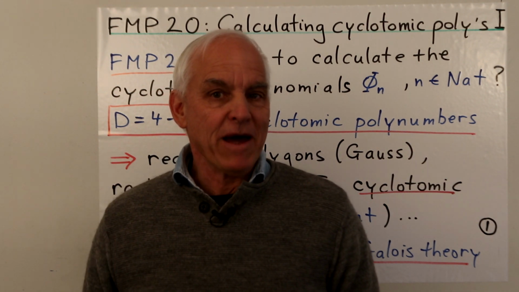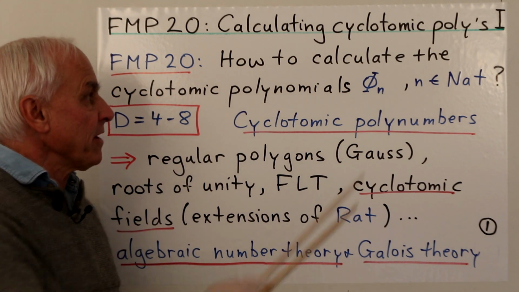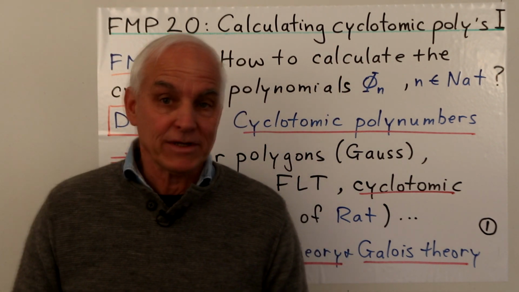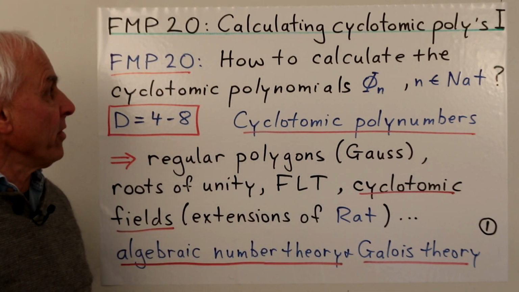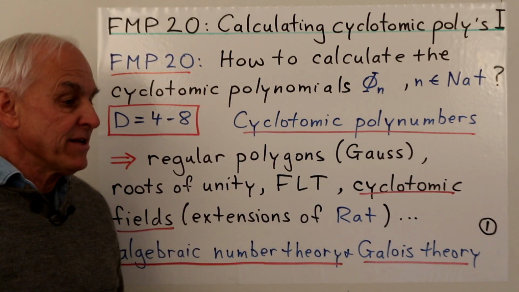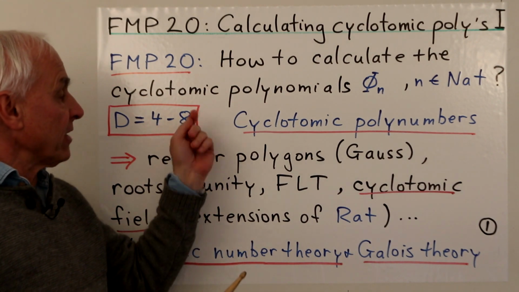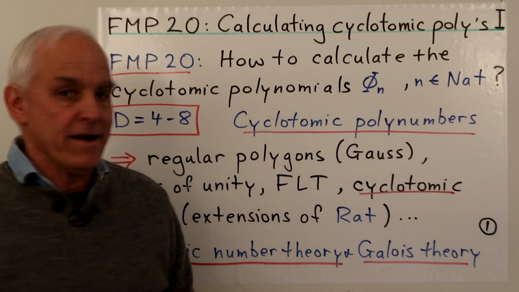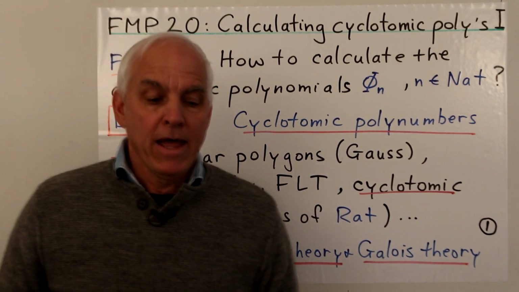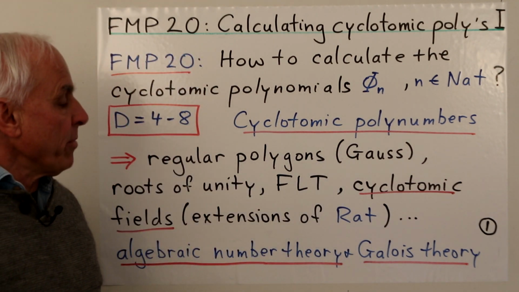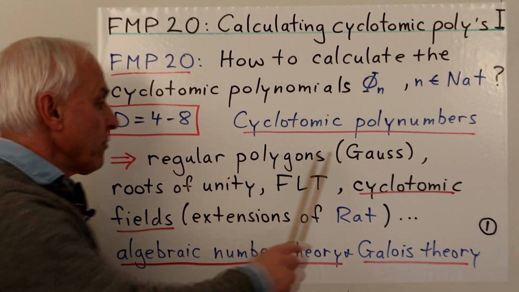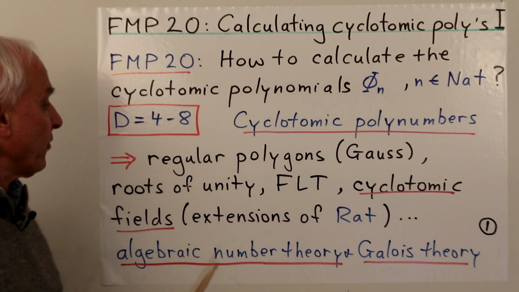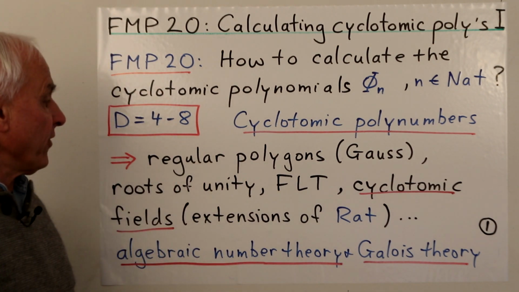In this famous math problem, we are going to be looking at a very interesting family of elementary polynomials called cyclotomic polynomials. And the problem is how to calculate the cyclotomic polynomials, which we'll call phi sub n, for n a natural number. These cyclotomic polynomials arose first probably in the context of number theory with the work of Carl Friedrich Gauss and regular polygons.